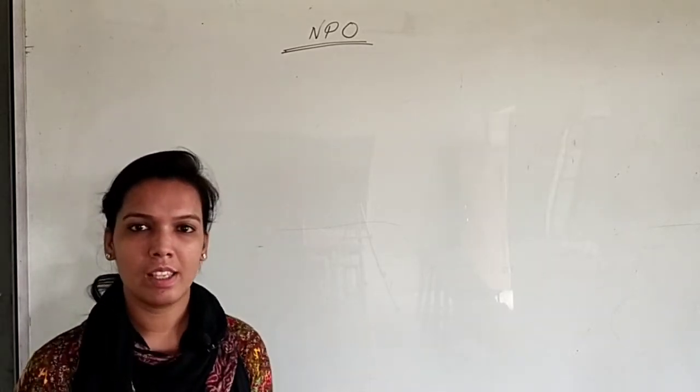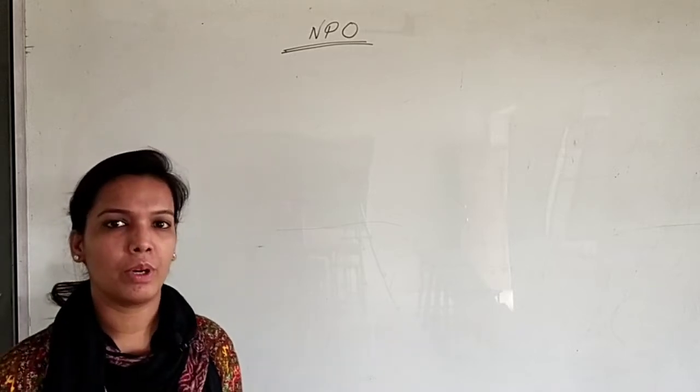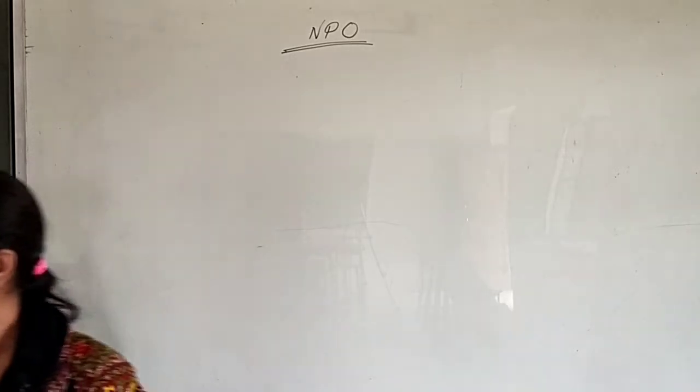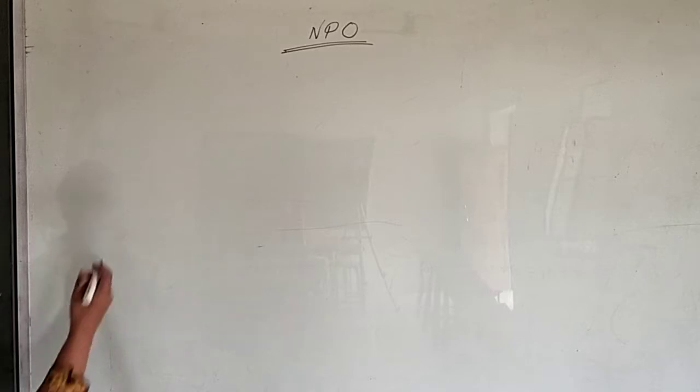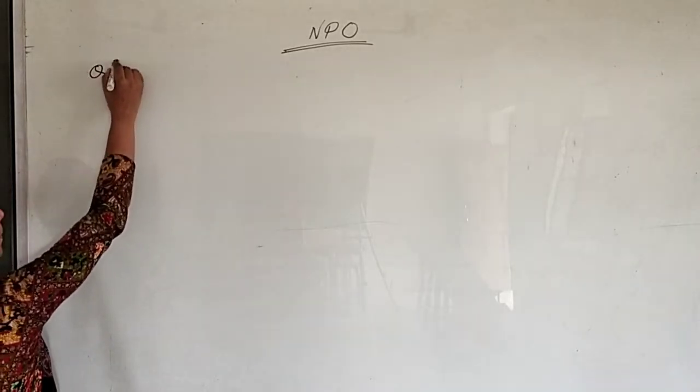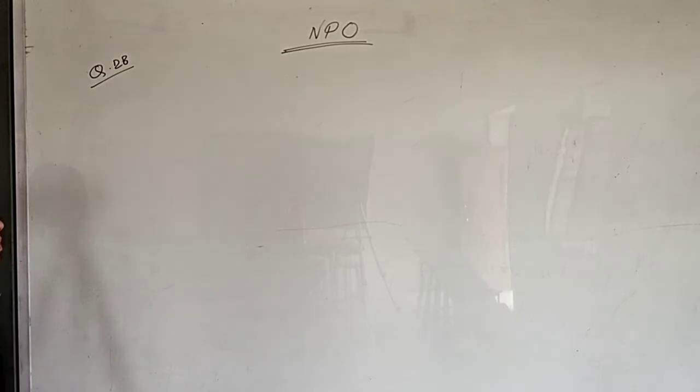So in today's class I am going to solve question number 28. So let's start with question number 28. From the following receipt and payment account and additional information of Ashoka Club for the year ended 31st March 2017, we have to prepare the income and expenditure account of the club for the year ended 31st March 2017 and prepare the balance sheet as at 31st March 2017.